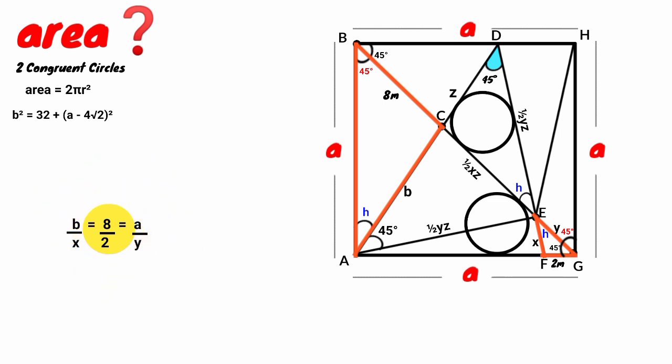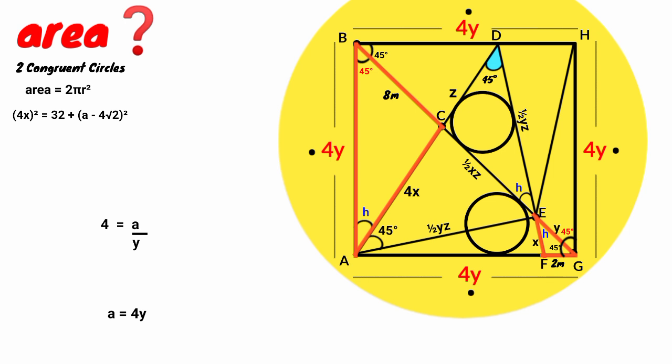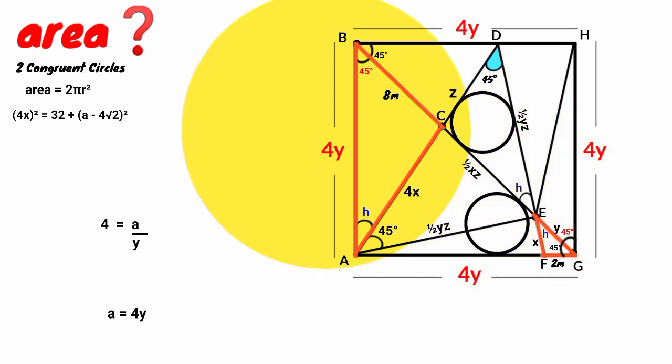Here, 8 over 2 is 4. Taking this part only, b over x equals 4. Make b the subject, b equals 4x. Replace this with 4x, and here substitute it. Back to this part, make a the subject, a equals 4y. That is, these are 4y. Here too, substitute a equals 4y.